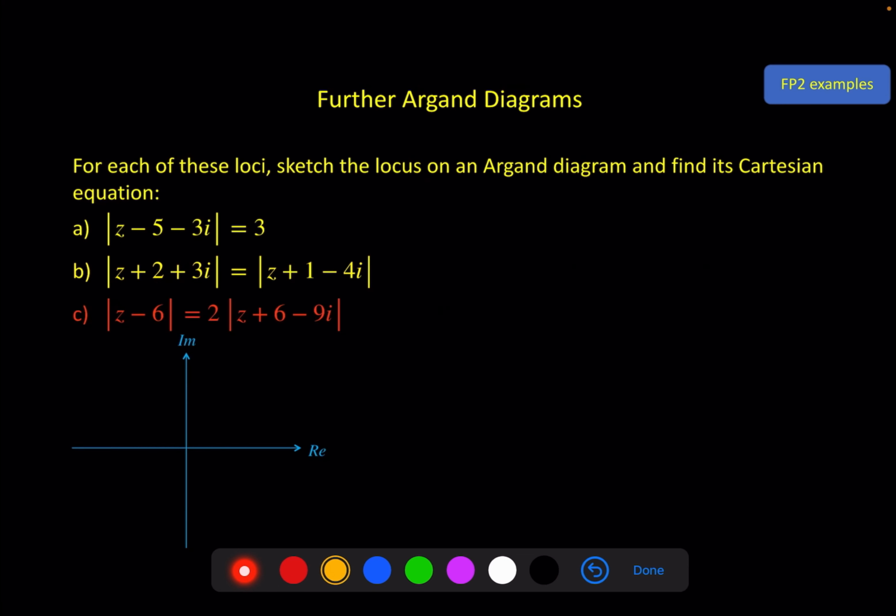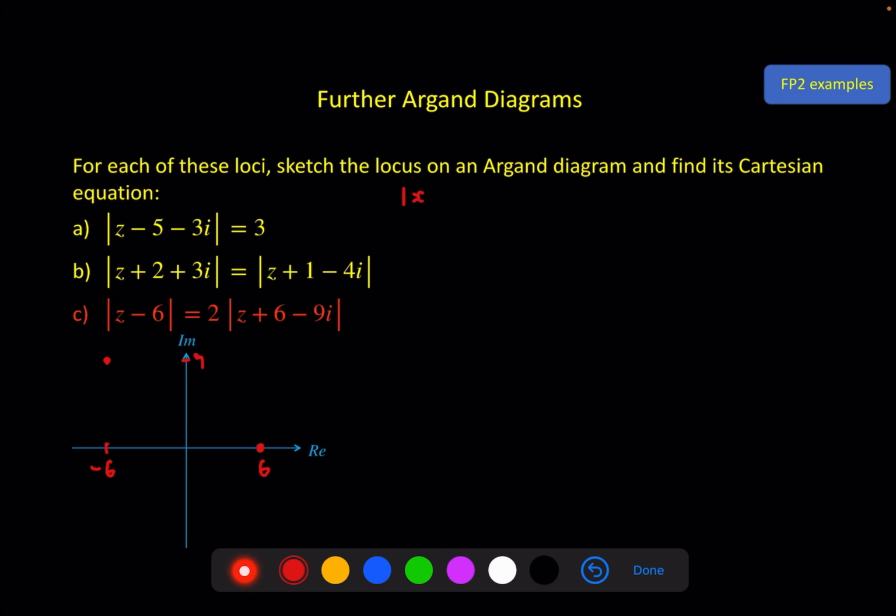Third and final example for this video. We've got z1 is 6, z2 is −6 + 9i. So 6 on the real axis, and then −6 + 9i is over here somewhere for z2, and I don't know yet where the circle will be. So even to draw this, I'm going to need to go through the algebraic process of finding the Cartesian equation.